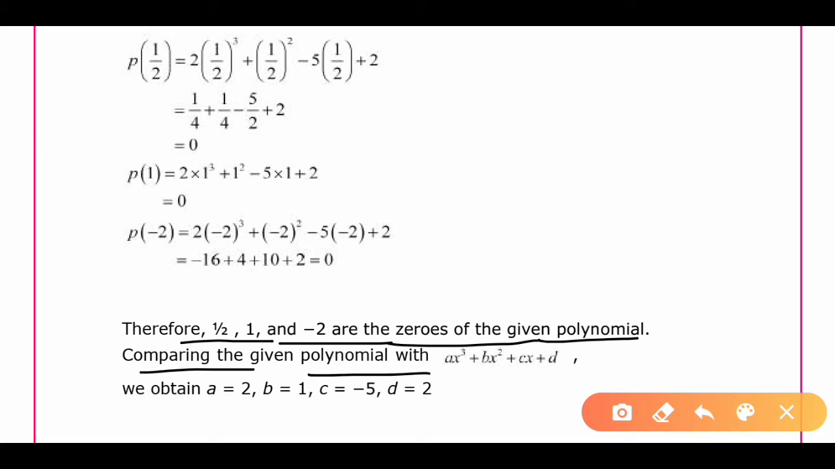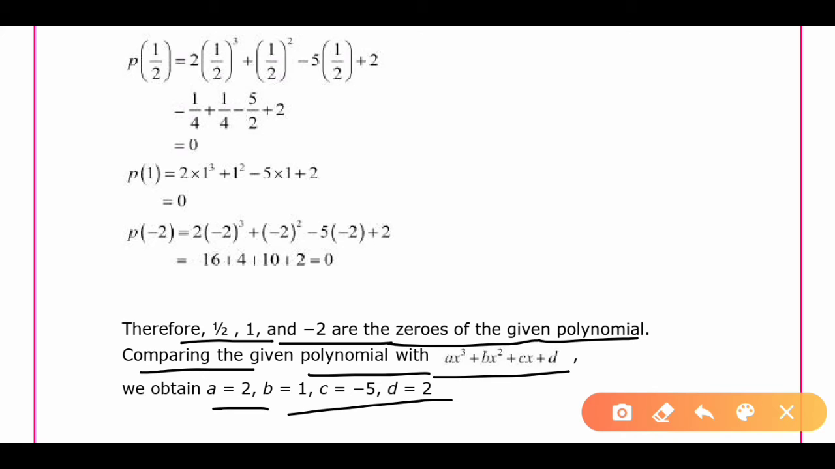Comparing the given polynomial with the equation ax cube plus bx square plus cx plus d, we obtain that a is equal to 2, b is equal to 1, c is equal to minus 5 and d is equal to 2.